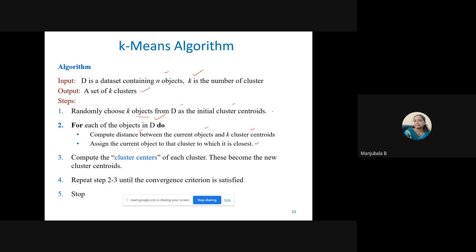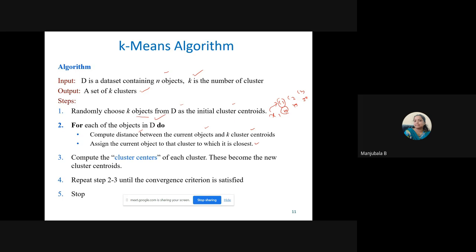Suppose we have a data point x1, and we have 3 clusters, C1, C2, C3. We find the Euclidean distance between x1 and the centroid of cluster C1, similarly the distance between x1 and C2, and between x1 and C3. Whichever distance is minimum, suppose this is 10, this is 15, this is 20. So this 10 is minimum, and we assign x1 to the cluster C1. So assign the current object to the cluster to which it is closest.